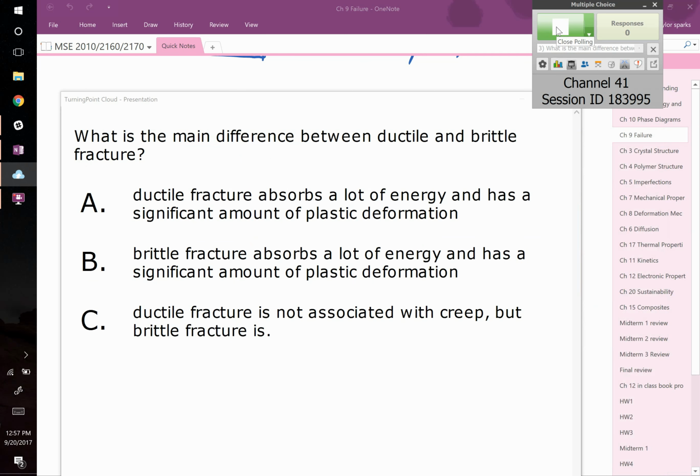One last one. What is the main difference between ductile and brittle fracture? A, ductile fracture absorbs a lot of energy and has a significant amount of plastic deformation. B, brittle fracture absorbs a lot of energy and has a significant amount of plastic deformation. Or C, ductile fracture is not associated with creep, but brittle fracture is.